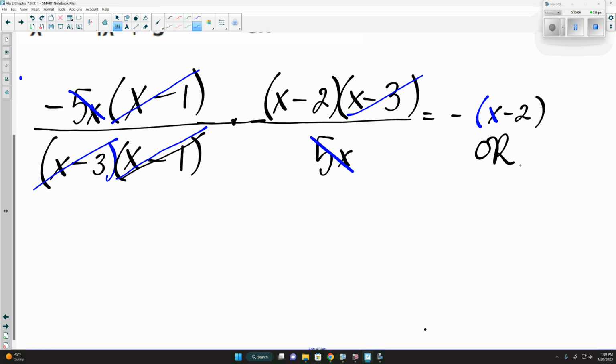Now, we can actually write it a different way. We can say negative x plus 2. Because I can distribute the negative through, we get the same answer. Dealer's choice on which one you want to leave it as, because they are the exact same thing. Questions on this so far? We like this so far?